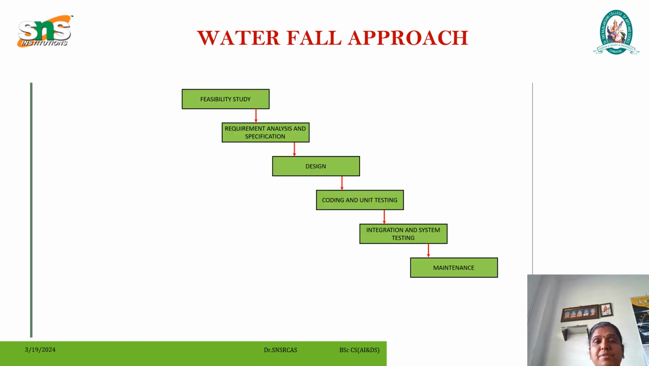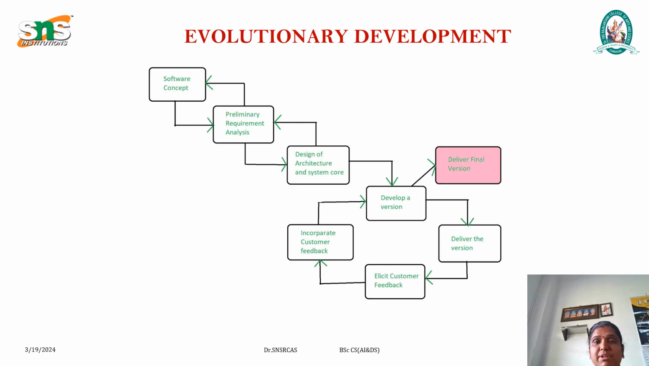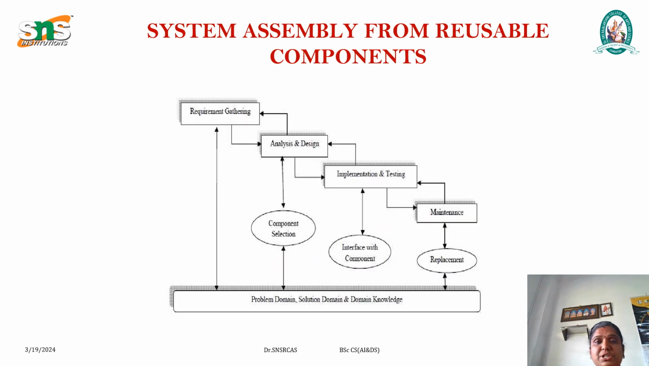So this is the diagram for the waterfall model, evolutionary development, formal transformation, system assembly, reusable components.